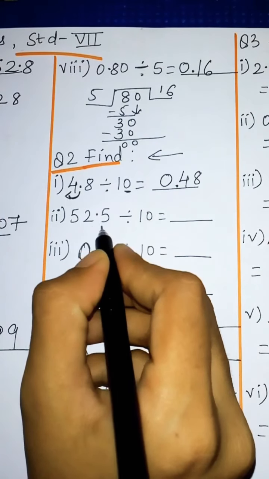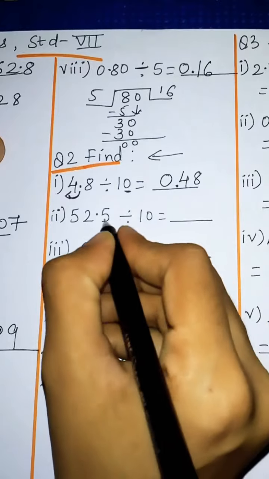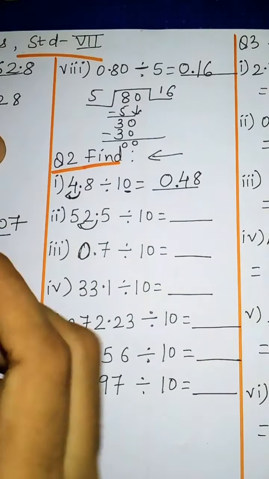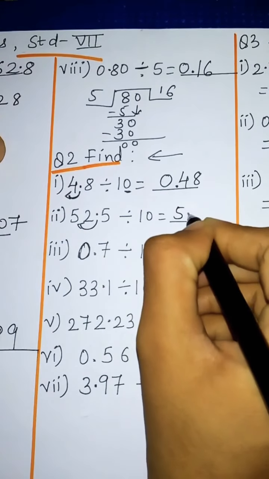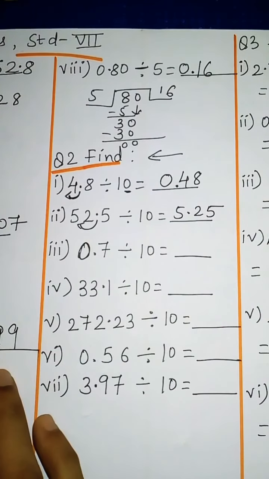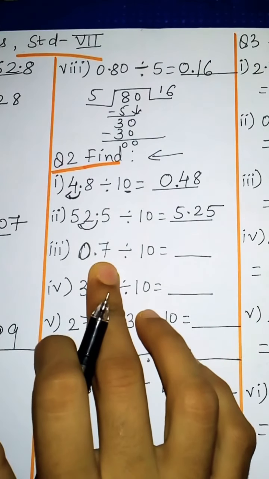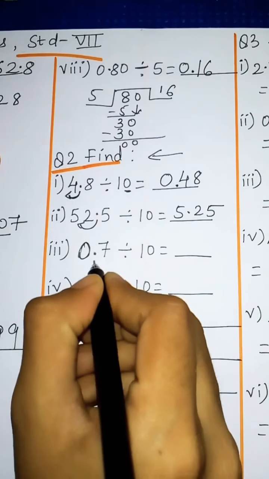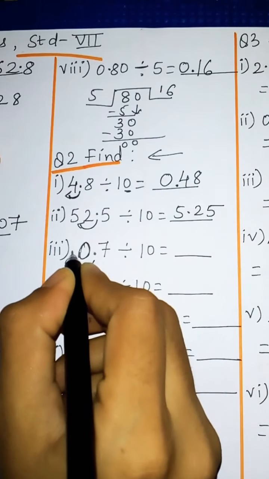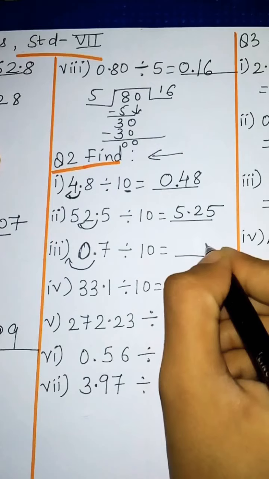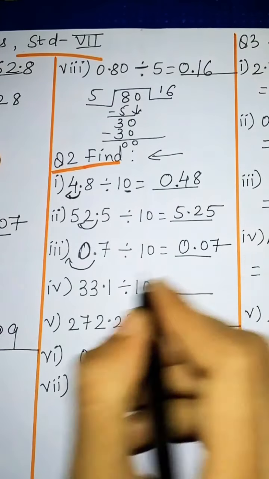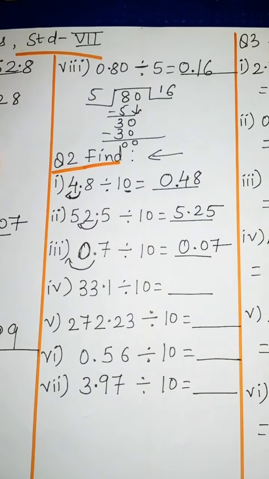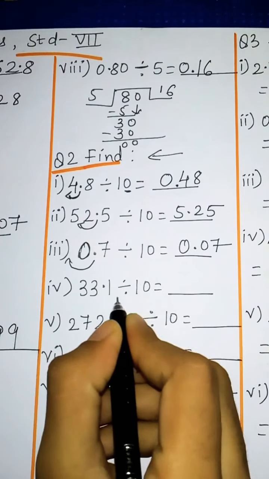Now second one, 52.5 divided by 10. Again it is divided by 10. So this decimal point we will shift one time to the left side. So here the point will come. So 5.25. Third one, 0.7 divided by 10. Point is here. So this point will be shifted here, and here the point will come, means 0.07. Point was here, I have shifted here, and here I have kept 0. So 0.07.